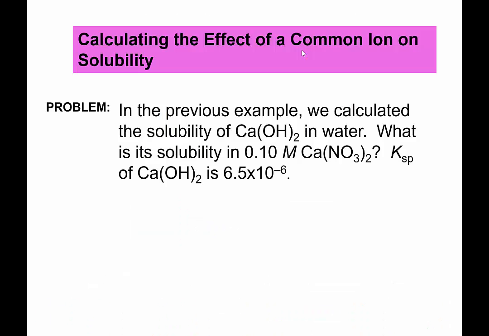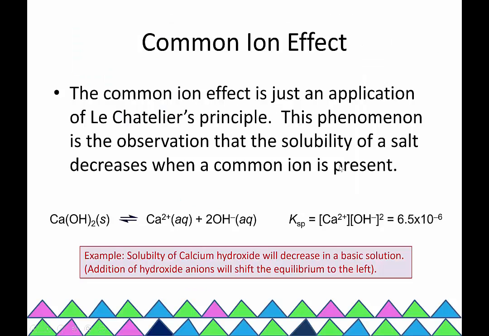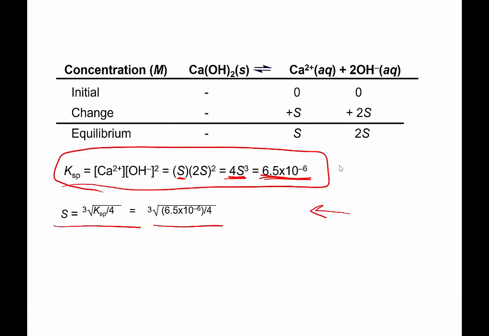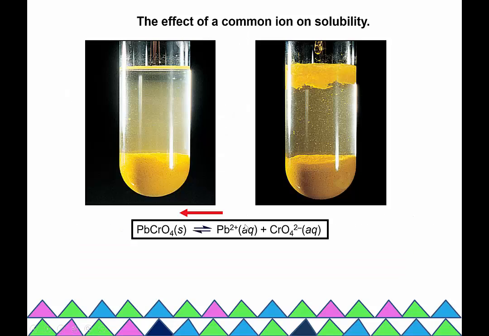Okay, so let's just go ahead and do an example problem. So we previously looked at the solubility of calcium hydroxide, and this was just in a regular aqueous solution, and we determined that the solubility was 1.2 times 10 to the negative second molar. So be thinking about that.